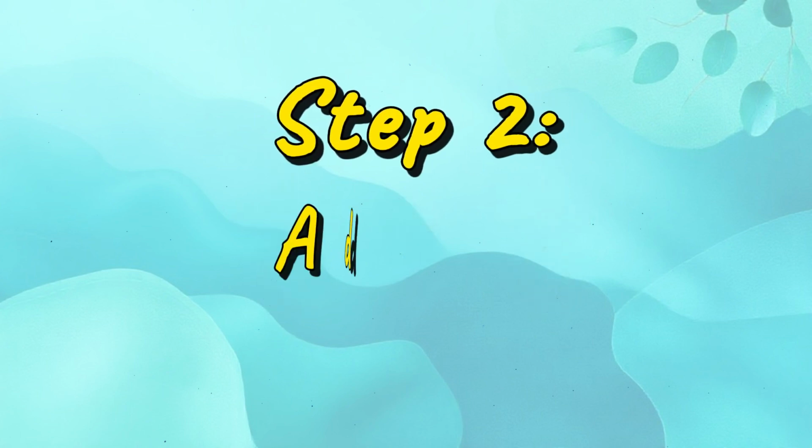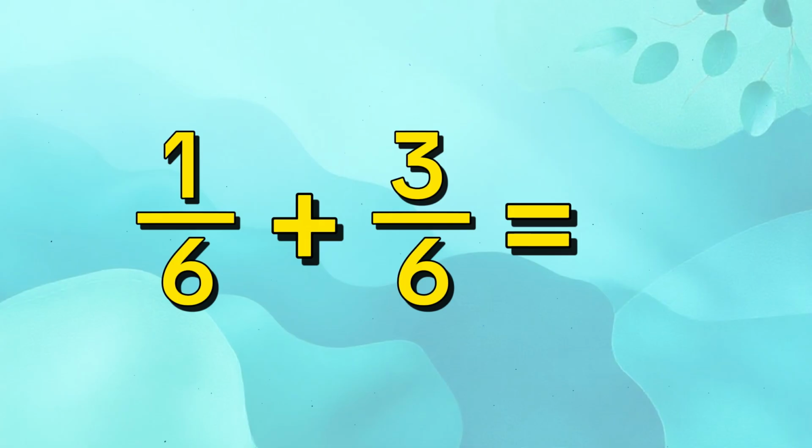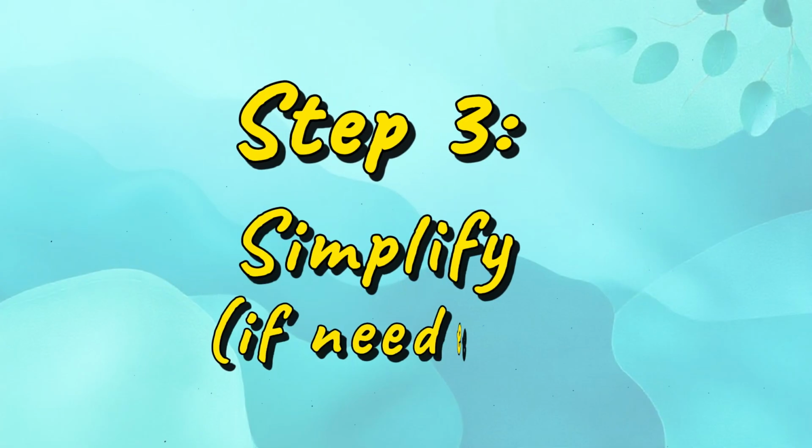The next step is to add the numerators. So, in our example here, we have 1/6 plus 3/6. Add the numerators. 1 plus 3 equals 4. So 1/6 plus 3/6 equals 4/6. The denominator stays the same. It does not change. The last step in adding fractions is to simplify if needed.